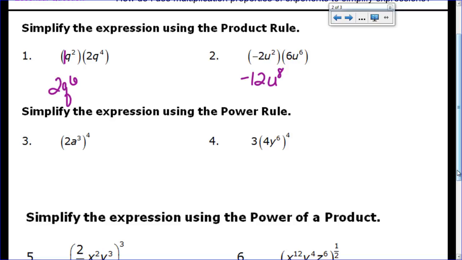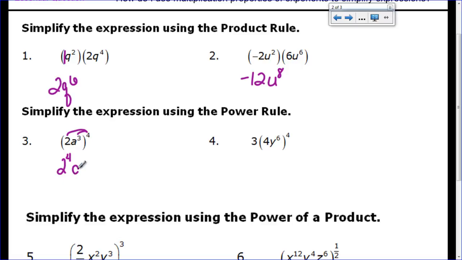So the next couple are using the power rule. And so I have a power to another power. So this is where I have a single base to an exponent. So I have to just multiply the exponents, okay? But I also have to take this exponent and distribute it to everything inside, which means I have to distribute this exponent to the 2 and to the a, because both of them are in parentheses, both of them are to the 4th power. So when I do number 3, this really becomes 2 to the 4th power.